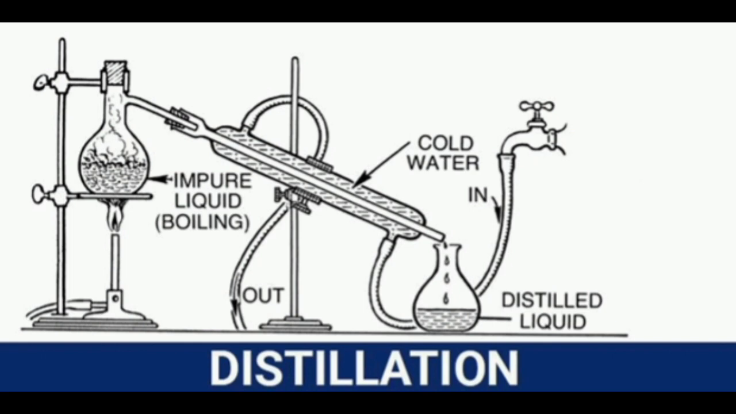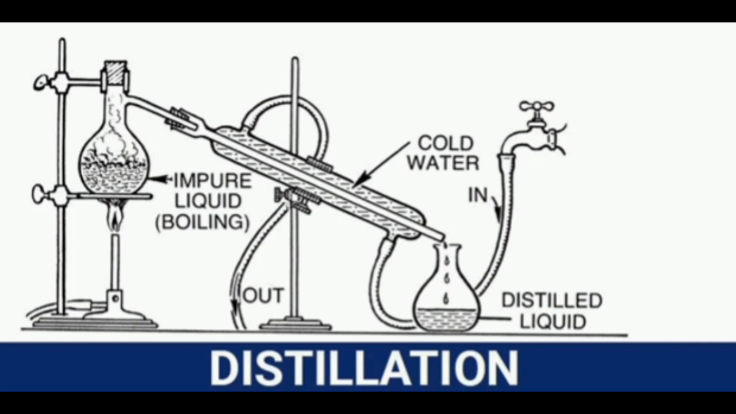But what if the boiling point of water is 100 and let's say kerosene was 95? Simple distillation cannot see that difference as enough to separate them out. So kerosene may still come out with water, and water may still come out with kerosene. In that case, we need fractional distillation.